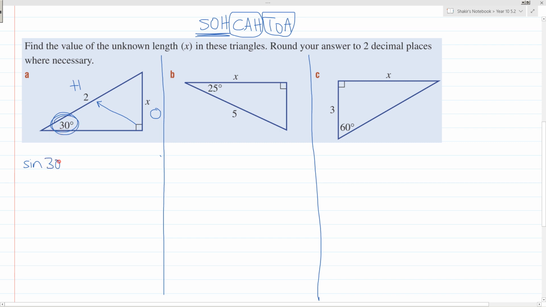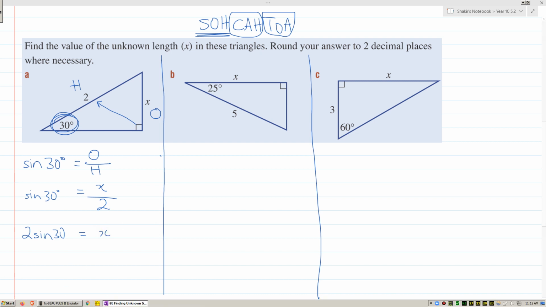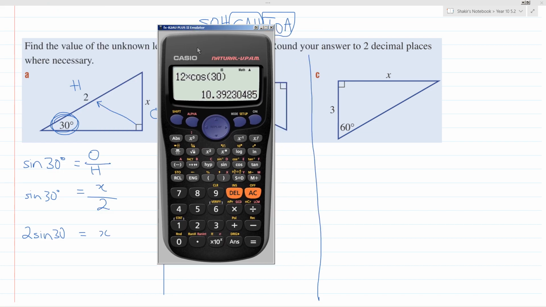30 degrees. Sine of the angle is equal to opposite over hypotenuse. Well, what's opposite? x. What's the hypotenuse? 2. So you have sine 30 is equal to x over 2. Multiply both sides by 2, and then you'll have 2 sine 30 is equal to x, and we simply pull out our calculator, and we do 2 sine 30 to get an answer of 1.